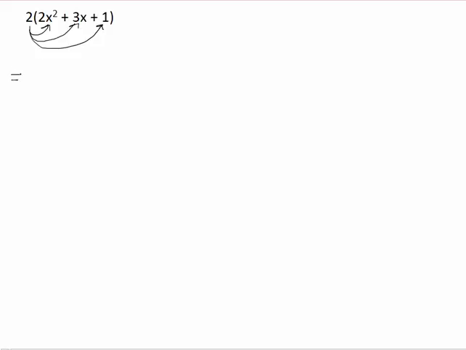So again, we know we multiply the coefficient out front by each of the numerical coefficients of the terms within the brackets. So we get 4x squared plus 6x plus 2. And again, that is in the most simplest form because we cannot combine an x squared with an x or with just a simple number. They're all separate terms, so we leave it as that.